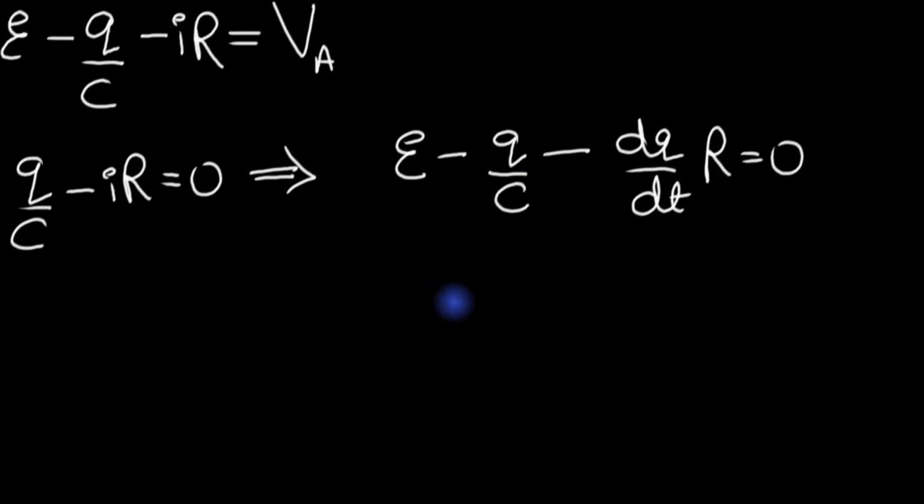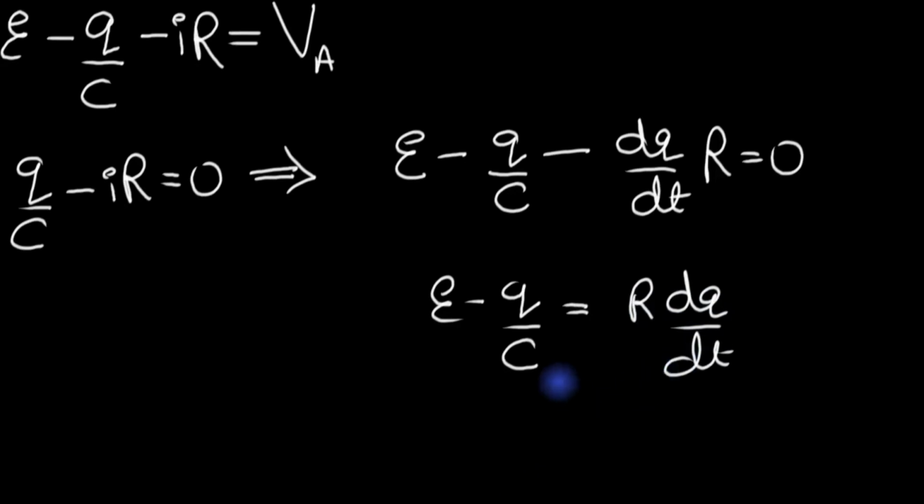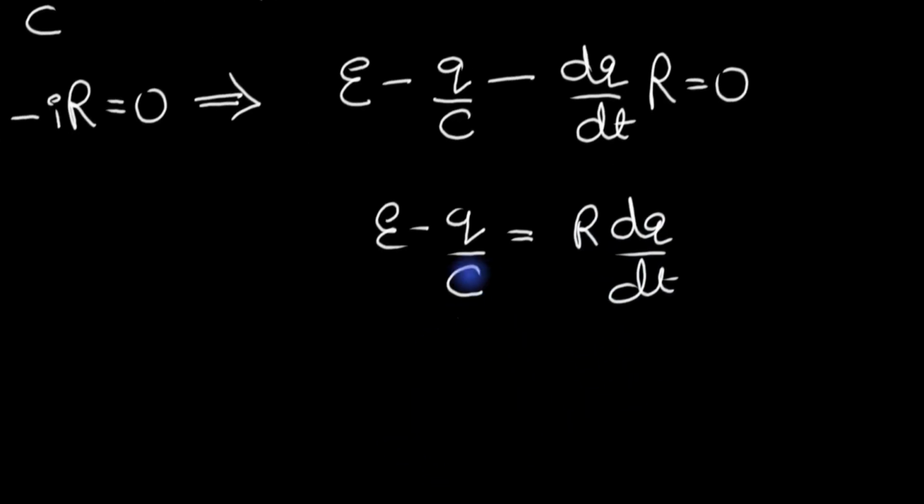So let's do that quickly. We're going to get E minus Q divided by C. That's equal to R dQ by dt. And I don't like that C in the denominator. Let's get rid of that C. Let's multiply the whole thing by C.